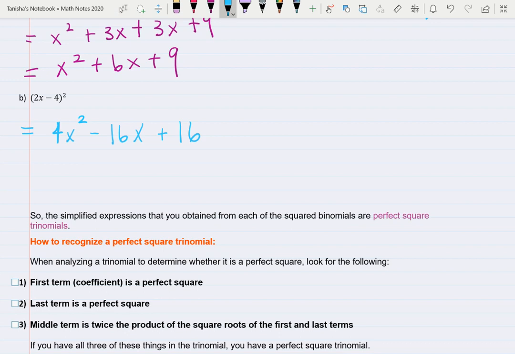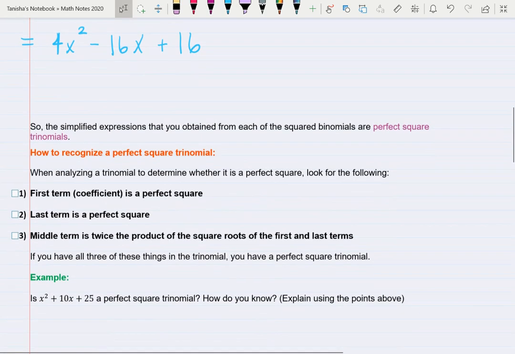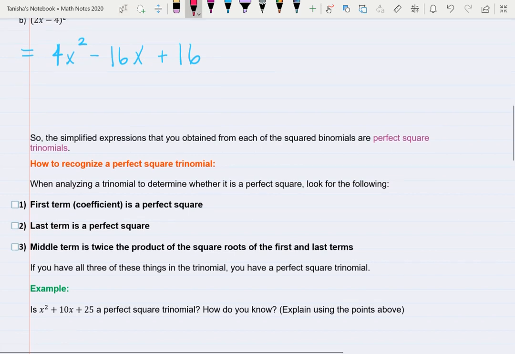So we just went from our binomial squared to our perfect square trinomial. Now we're going to work to go from our perfect square trinomial back to our binomial squared. The simplified expression that you obtain from each of the squared binomials is a perfect square trinomial. How do we recognize a perfect square trinomial? Well, let's use this example here, and we're going to check off.